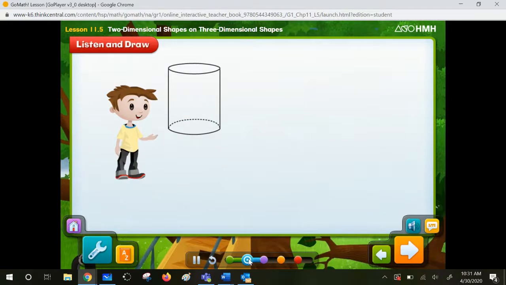Lee places a cylinder on a piece of paper and draws around one of its flat surfaces. A cylinder has two flat surfaces. What shape did Lee trace when he drew around one of the flat surfaces? A circle. What other shape could Lee use to draw a circle?